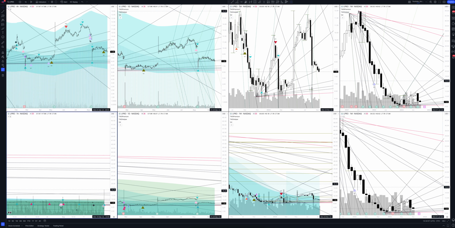We'll take a look at Open Lending Corp stock. Let's analyze the market situation and find out how you can make money on it.